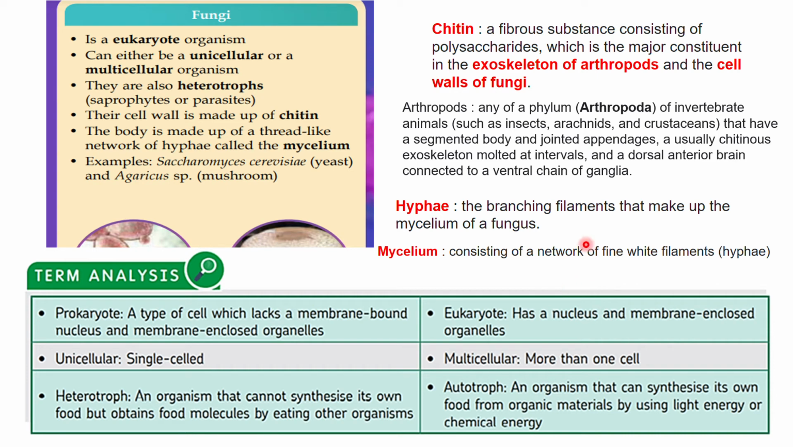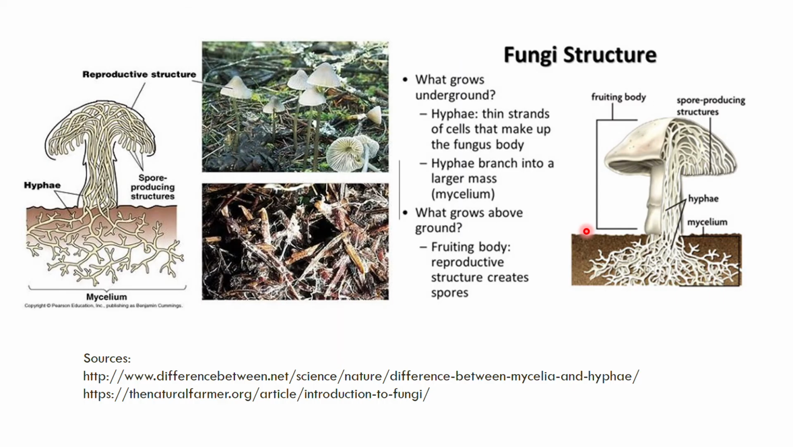Okay, from the terms, it might be hard for you to imagine, but this may give you a better view on that. You can imagine hypha like this, a network. Okay, as it branches off, this is the mycelium. Okay, hypha, here. Then, mycelium. So hyphae with an E is plural. Without the E, it is singular. So hypha are thin strands of cells that make up the fungus body, and they branch into a larger mass that we call the mycelium.